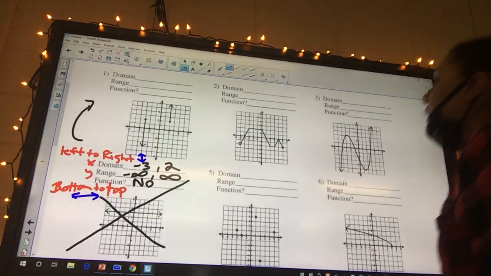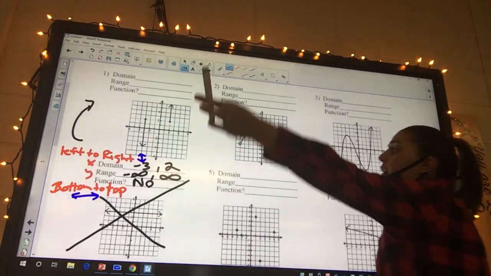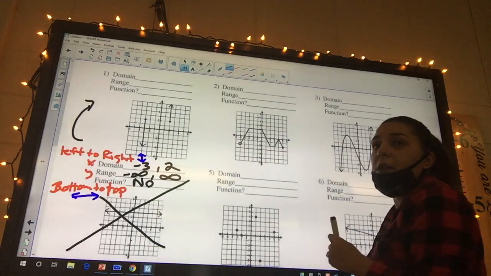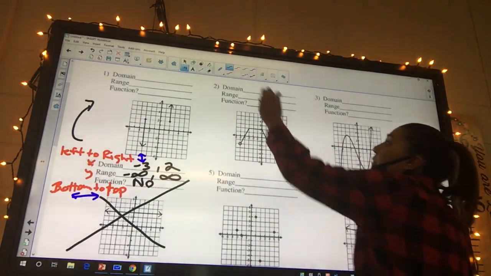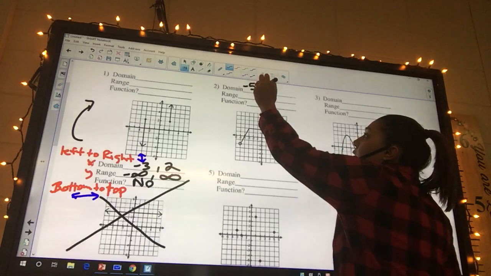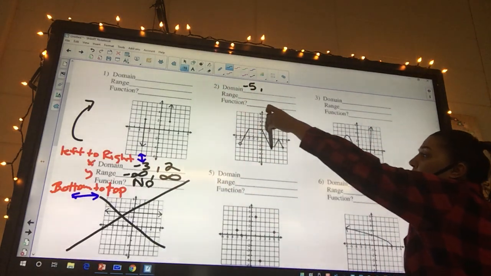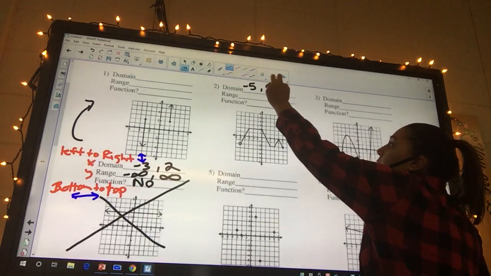Okay, the second one, the domain. We start off on the left side. What's the first part of the graph we hit? What's the first number? -5. -5, and it goes up here. Don't write it on. What's the last part of the graph we're going to hit? 5.